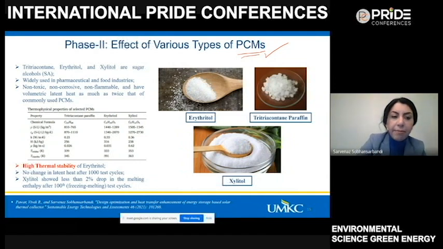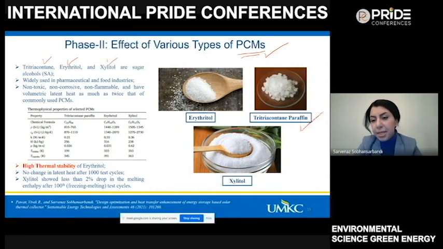So therefore, we ended up choosing three types of PCMs, namely tritiol-contained paraffin, which you can see in the figure here. This is literally candle wax. This is very similar to the material that you have in your candle, and it has a melting point of 72 degrees C. We have erythritol chosen. Erythritol is a sugar sweetener, so it's what you have in your coffee, widely available and non-toxic. And xylitol is also another sugar alcohol.